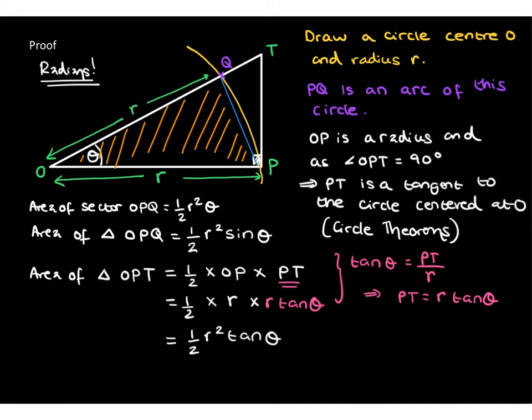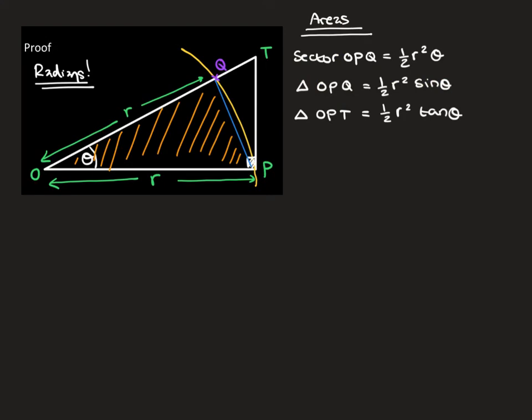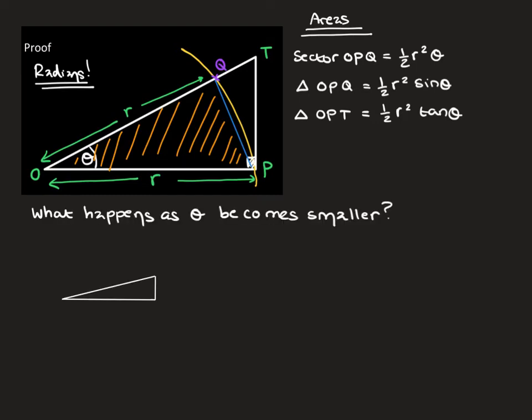Now, what am I going to do with all of these results? Let's have a look. So now, what I want you to do is imagine that the angle becomes smaller and smaller and smaller. So imagine taking the line OT and bringing it down towards the ground, so T moves closer and closer to P, so the angle becomes smaller and smaller. Well, what's going to happen to these three shapes? The smaller triangle, the sector, and the larger triangle. So let's take a look at this.